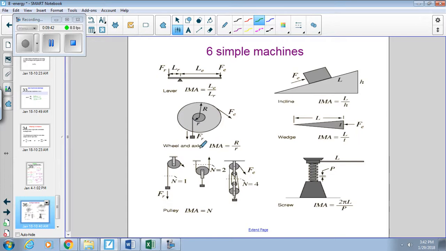And then we have the pulleys. The pulleys relate to how many pulleys you have. So the more pulleys, the larger the ideal mechanical advantage is. So 1, 2, 4. More pulleys equals more ideal mechanical advantage. You just add them up. Inclined plane, depending on the height. Wedge, same idea. And then there's the screw, which depends on the width of the threads and the diameter of the screw.